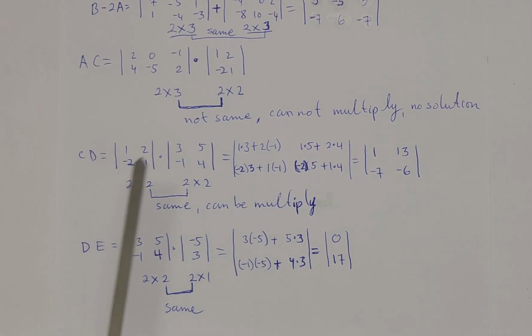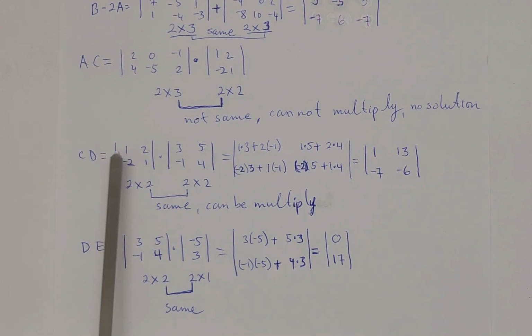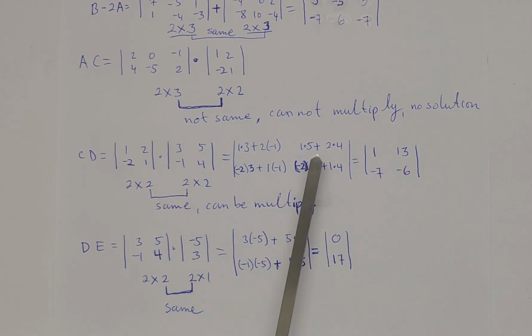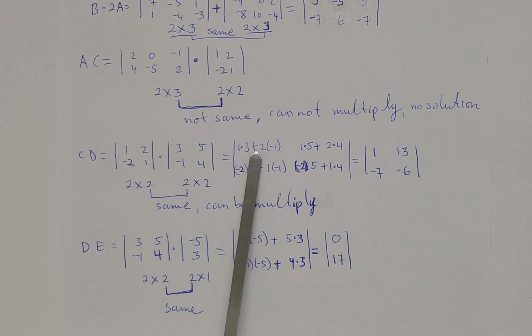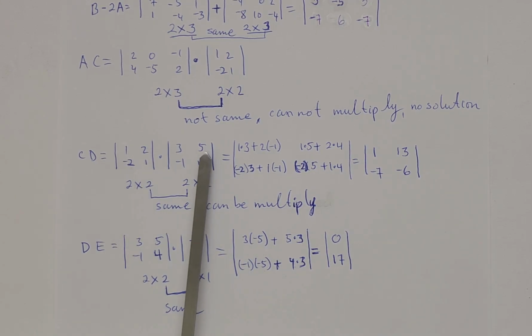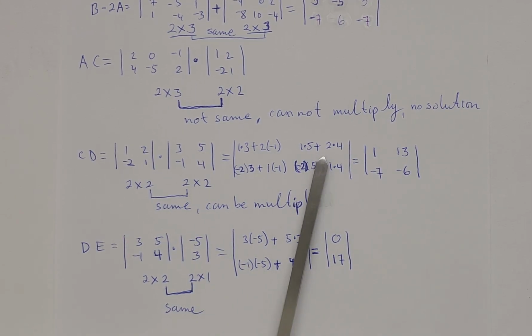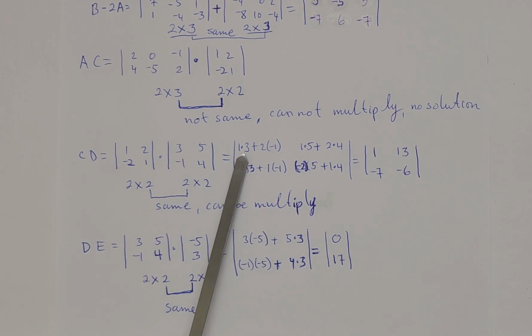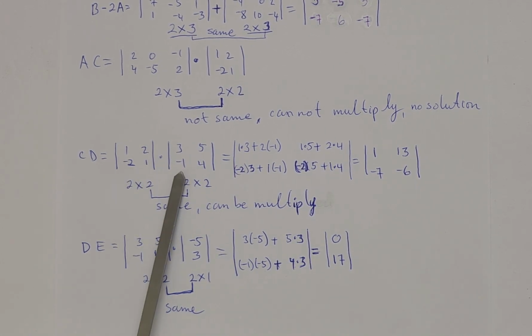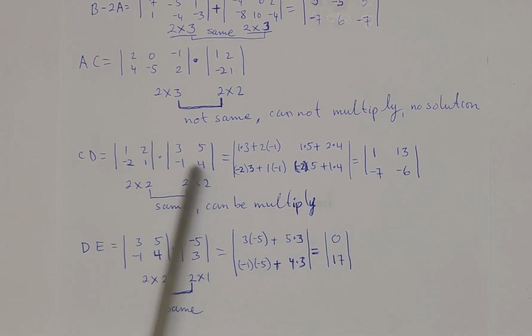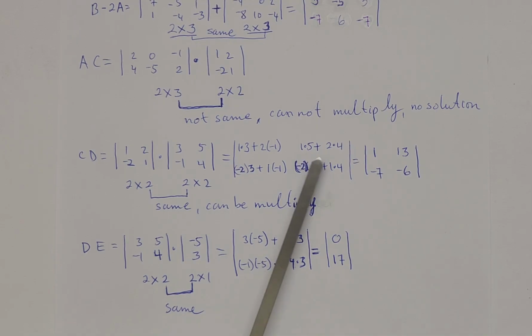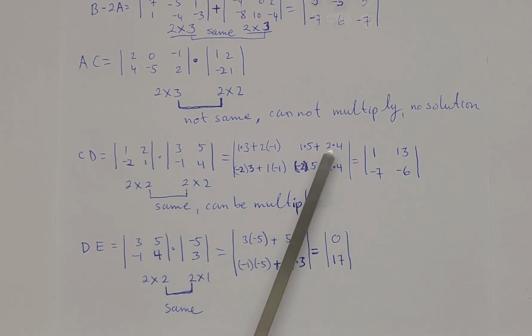So after you do that, then go to the second column. So first row, first column goes here. First row, second column goes here. One more time. First row, first column goes here. First row, second column goes here. So 1 times 3 right here, plus 2 times -1 goes here. Next, first row, second column, 1 times 5, which is here, plus 2 times 4, which is here.